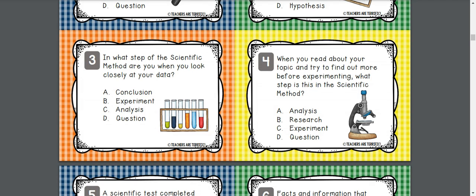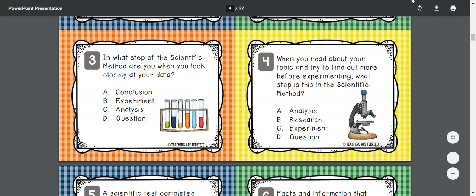Number 3, in what step of the scientific method are you when you look closely at your data? So when you're looking at your information very closely, are you making a conclusion? Are you doing the experiment? Is that what the word analysis means? Or are you forming a question? And the answer is C as in cat, analysis.